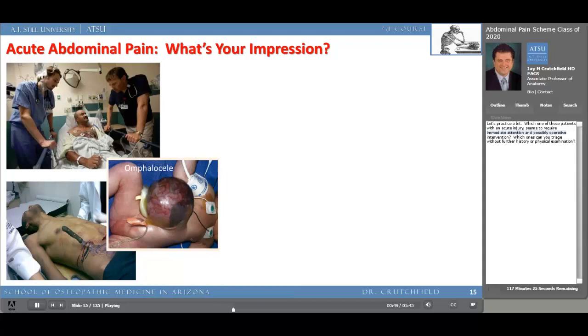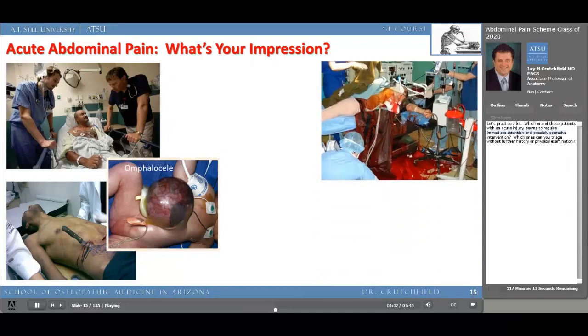In the right upper quadrant of this slide, we see an operating room where there's blood all over the floor. This patient needed emergency surgery and probably was whisked away to the operating room without a history or physical exam. And the young lady in the right lower quadrant of this slide is writhing in pain.